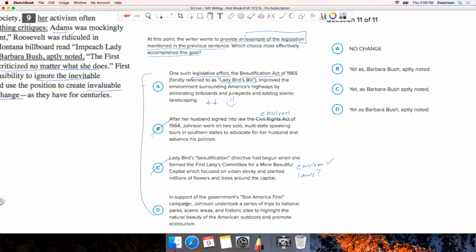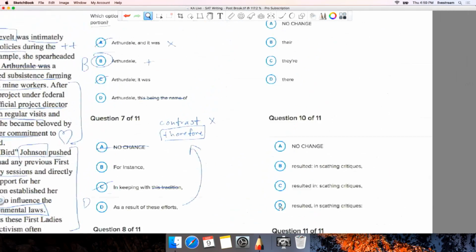And then the last one, in support of the government's See America First campaign, Johnson undertook a series of trips to national parks to highlight the natural beauty of the American outdoors and promote ecotourism. So again, this one talks about the environment, but then what about the law part? So that one's out, and so my final answer here is A. So just a few more questions here.